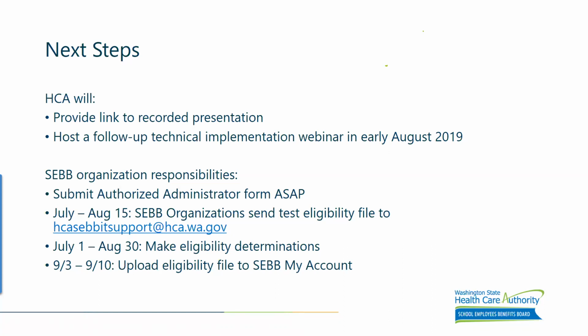So we do not receive within this eligibility file benefit elections for employees. This is solely just to report to HCA who the eligible population is. The employees will need to log into SEBB My Account or submit a paper form with their benefit elections. So on that form or within SEBB My Account, they can elect to waive coverage if they'd like.